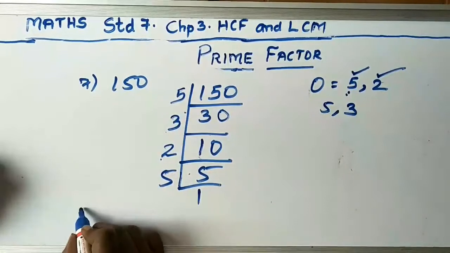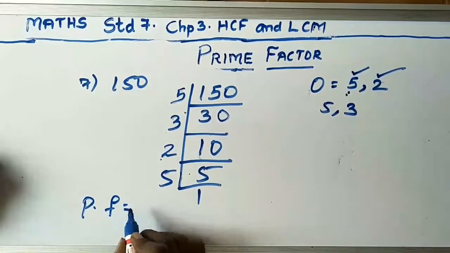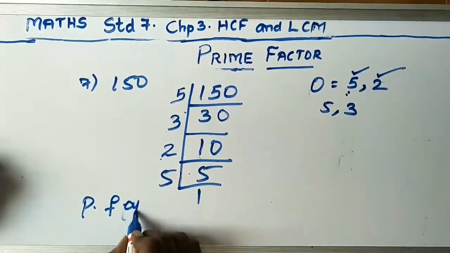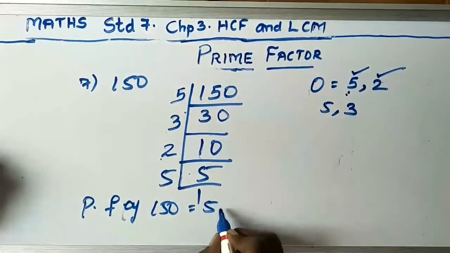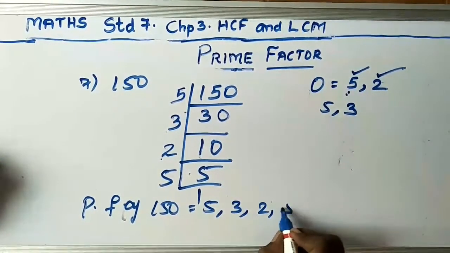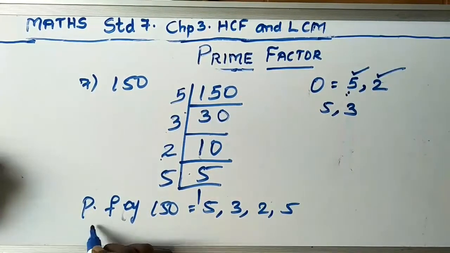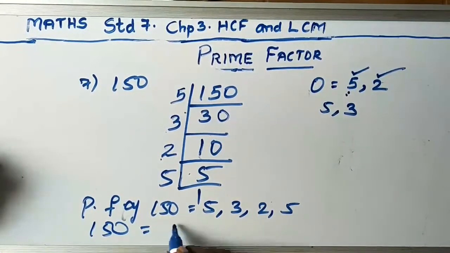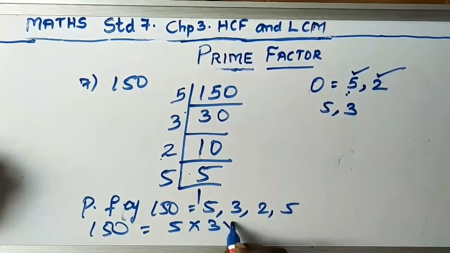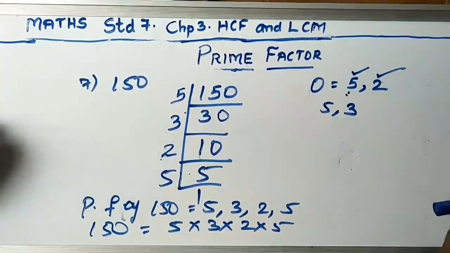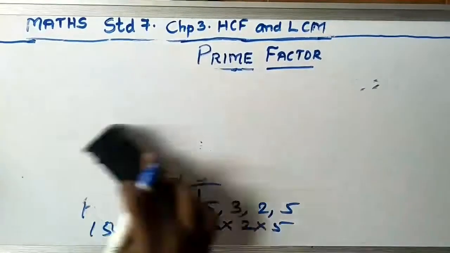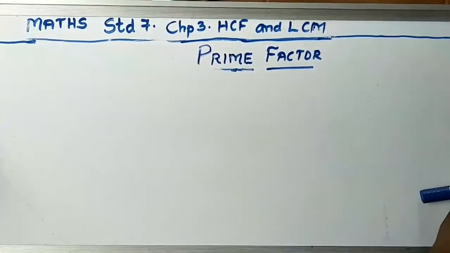Always remember. So the prime factor of 150 is what? 5, 3, 2, 5. So 150 is what? 5 into 3 into 2 into 5. I think this is enough for you. Then also I will solve some more sums for your practice.